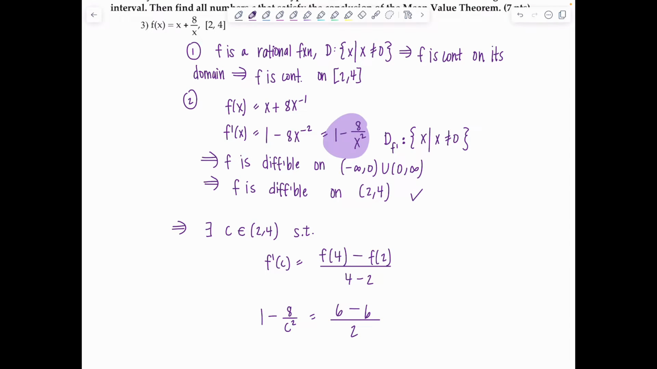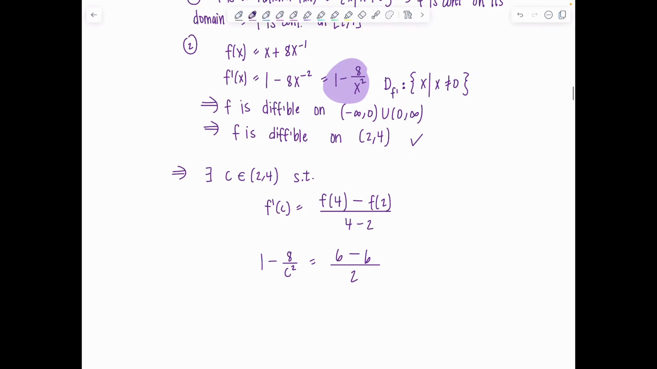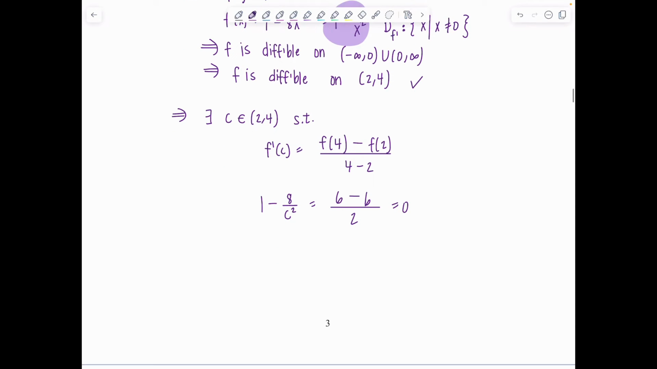So actually, we could have applied Rolle's theorem to this function. It's just a more specific case, but either way, you get 6 minus 6 over 2, which is 0. So now I'm solving 1 minus 8 over c squared is 0, which means 1 equals 8 over c squared. Multiply both sides by c squared. C squared is 8. So c is plus or minus root 8, which is plus or minus 2 root 2.